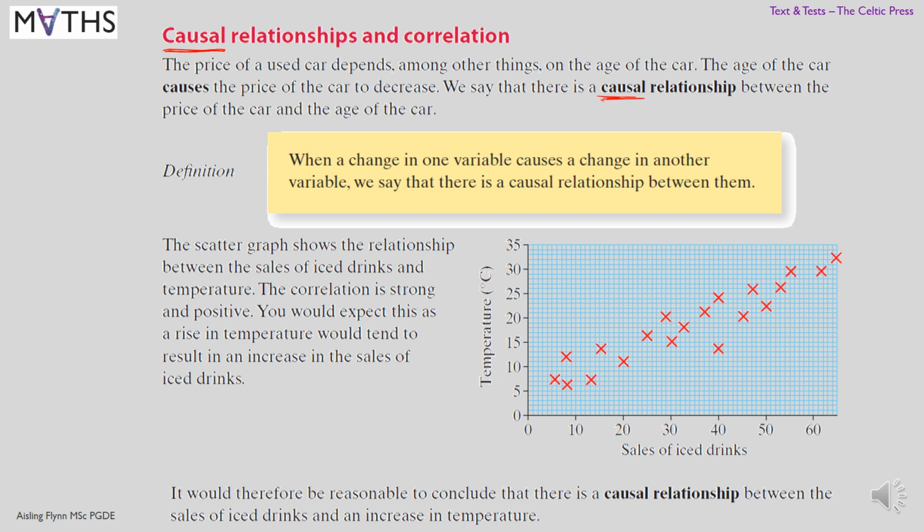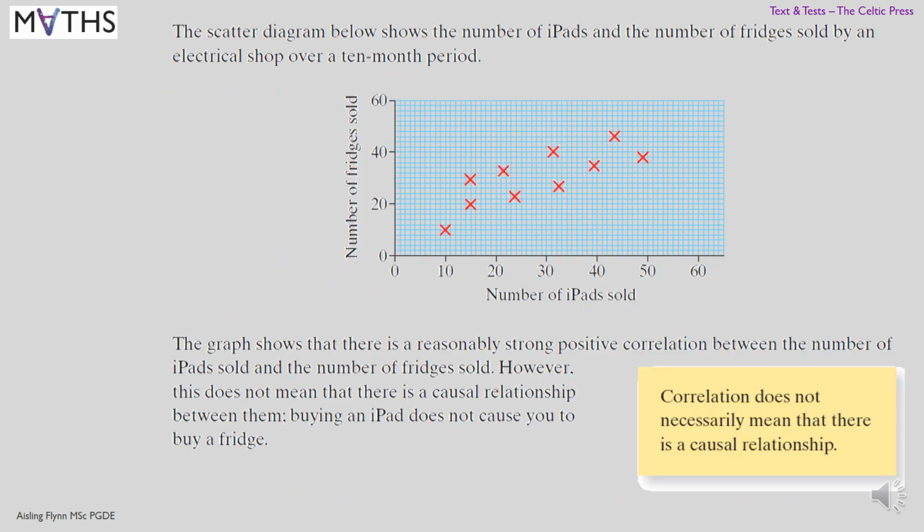causal relationship between them. The scatter graph shows the relationship between the sales of iced drinks, so cold drinks, and temperature. The correlation is strong and positive. You would expect this, as a rise in temperature would tend to result in an increase in the sales of iced drinks. So you can see a definite trend there in the scatter plot. It would therefore be reasonable to conclude that there is a causal relationship between the sales of iced drinks and an increase in temperature. Now, what about an example that's not causal?